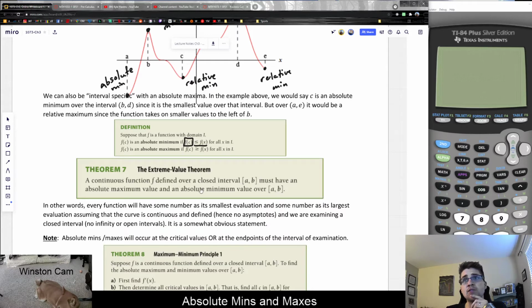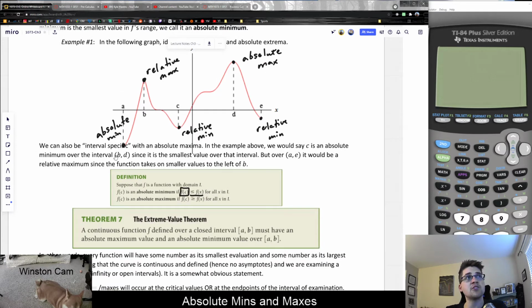It says a continuous function f defined over a closed interval [a, b] must have an absolute maximum and an absolute minimum value over [a, b]. So what I mentioned a minute ago was that if it heads towards infinity, it may not have a minimum or maximum. But the key differentiation here is if it's on a closed interval. If we're looking at a specific fixed interval, like for example, this function from A to E, notice that it is continuous. It has no gaps, breaks, weirdness, and we can trace the entire curve without lifting our pencil, which is the idea of continuity.